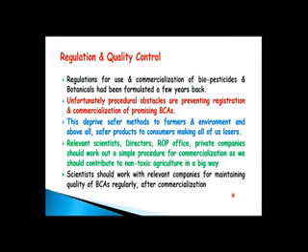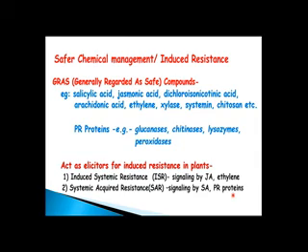Then we will go on to the safer chemical management, that is induced resistance. Now there are compounds generally regarded as safe. Call them GRAS compounds. Examples are salicylic acid, jasmonic acid, dichloroisonicotinic acid, arachidonic acid, ethylene, xylanase, cysteamine, chitosan, and PR proteins, that is pathogenesis-related proteins, glucanases, chitinases, lysozymes, peroxidases. Most of these things are now commercially available.